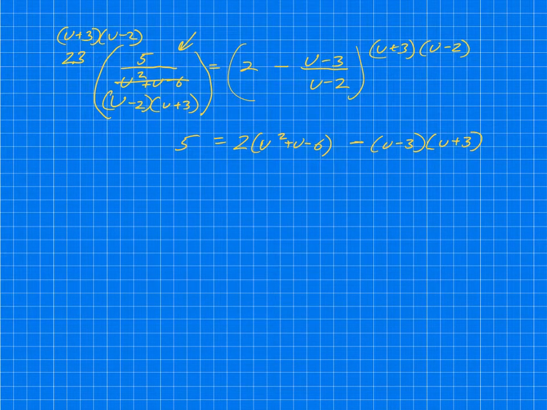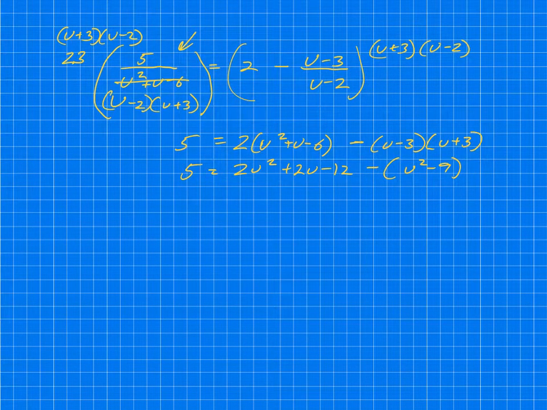Negative u plus 3 times u plus 3. Could you do u squared minus 9? Yeah, let's go ahead and do that. So I'm going to go 5 equals 2u squared plus 2u minus 12, distribute the 2. And then I also have, let's be careful here, who said u squared minus 9? That's correct. U minus 3 times u plus 3 is u squared minus 9. Now I'm going to distribute. You see how careful I am with that minus sign?